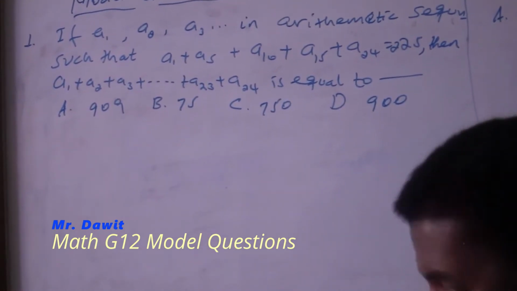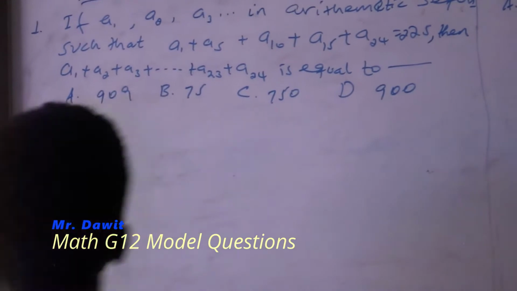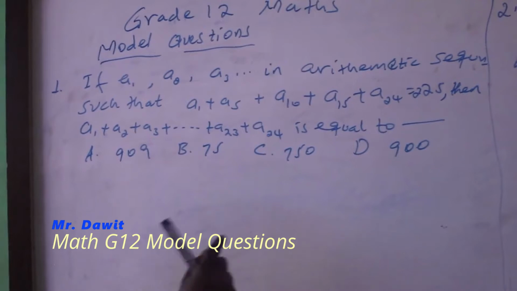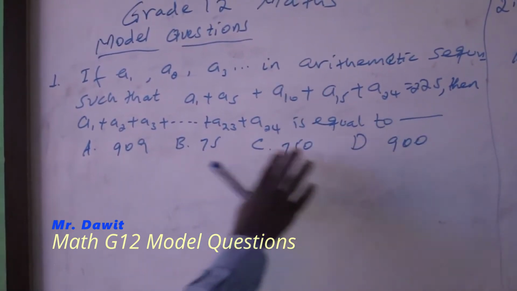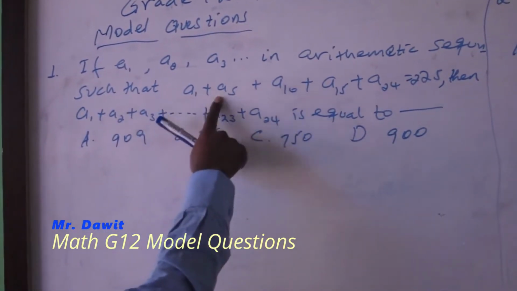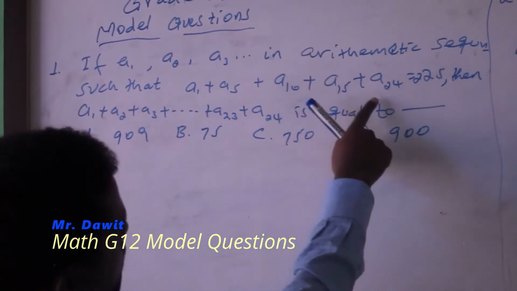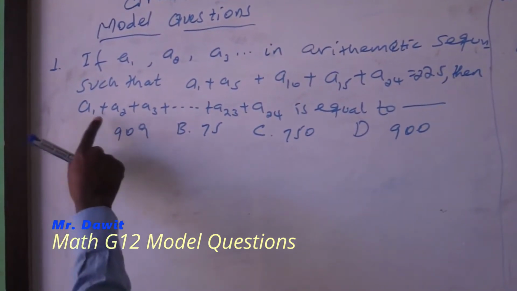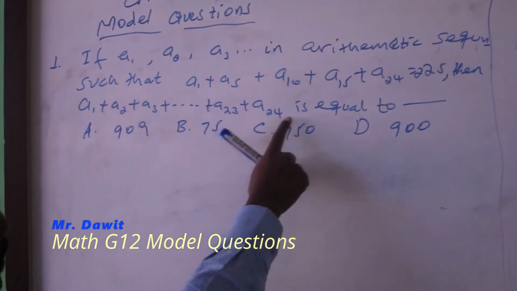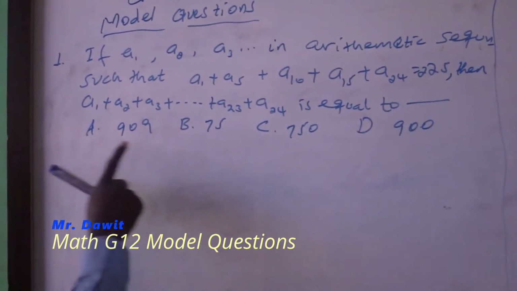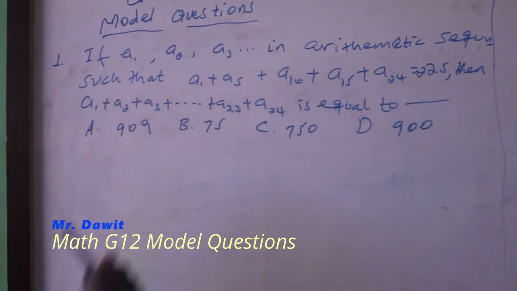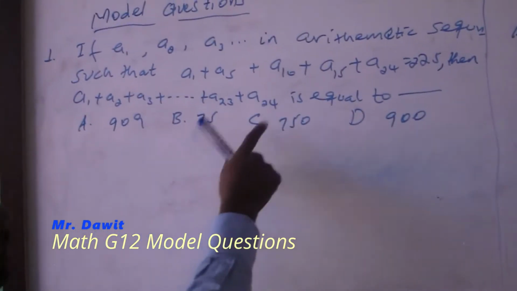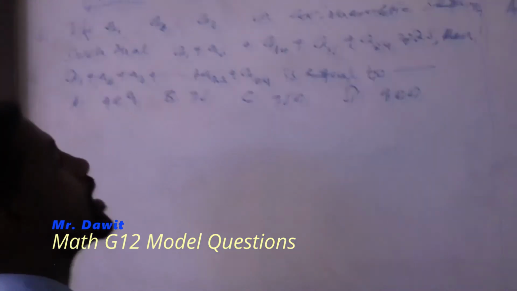The first question is related to sequences, arithmetic sequence. If A1, A2, A3 are in arithmetic sequence such that A1 plus A5 plus A10 plus A15 plus A24 is equal to 225, then you are going to find A1 plus A2 up to A24 is equal to dash. The choices are A 909, B 75, C 750, D 900.